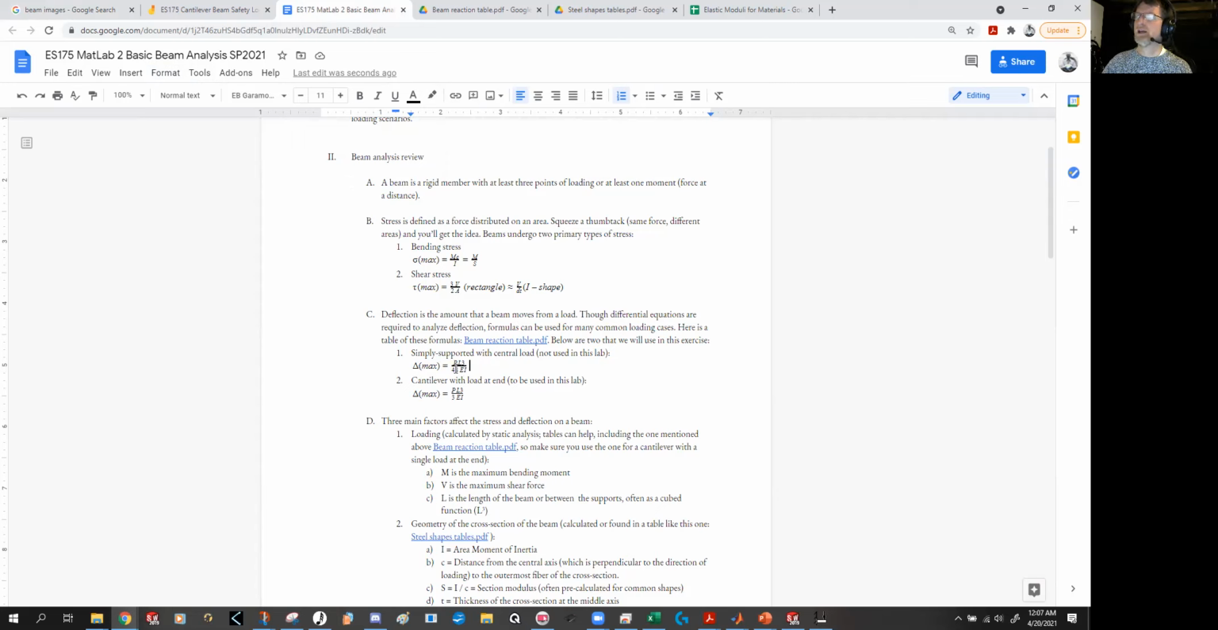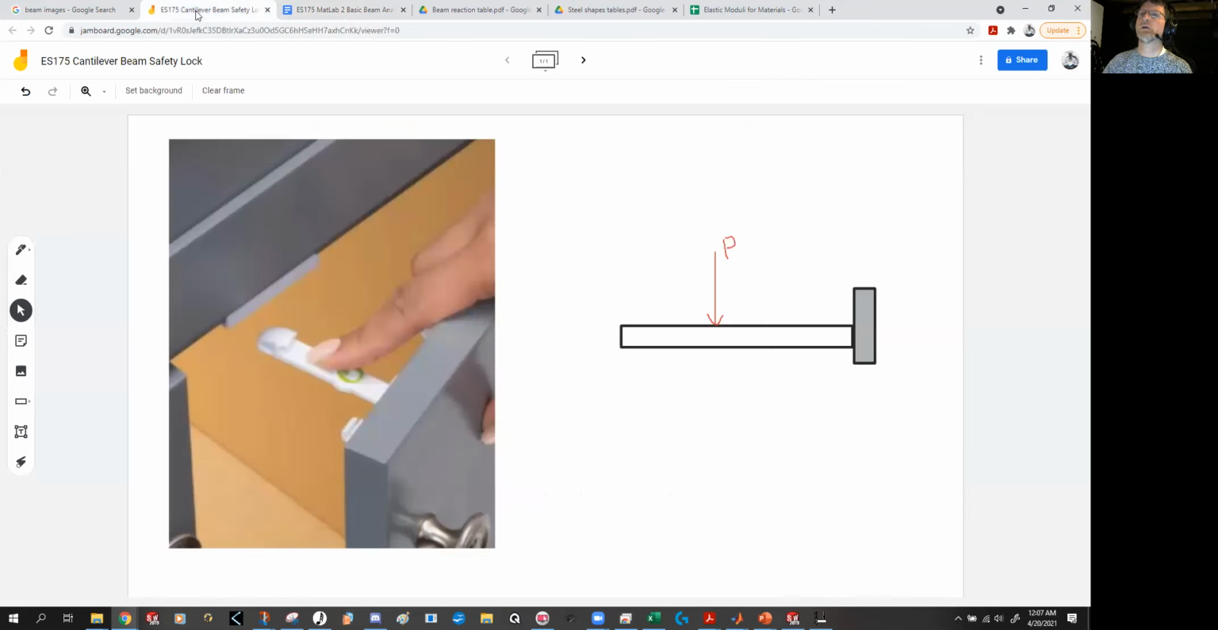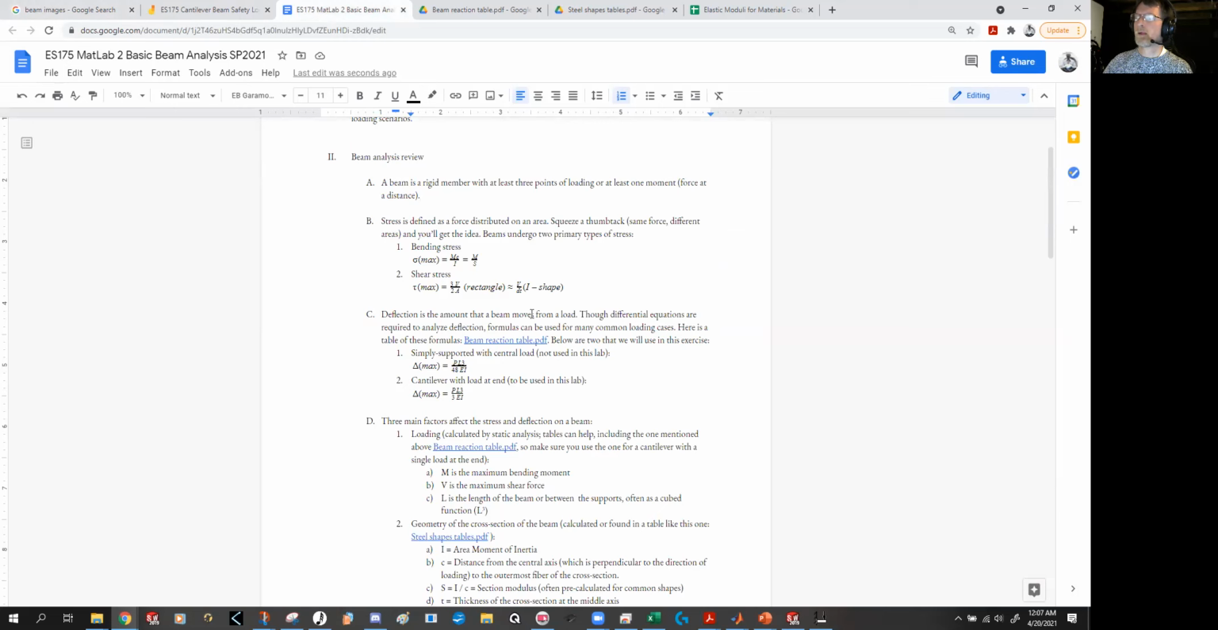You can see that with the same length and everything else being the same, if it's set up as simply supported, it has 16 times less deflection than the cantilever. Cantilever is what we're seeing over here, where it's not supported out here at all. It's just supported on one end.